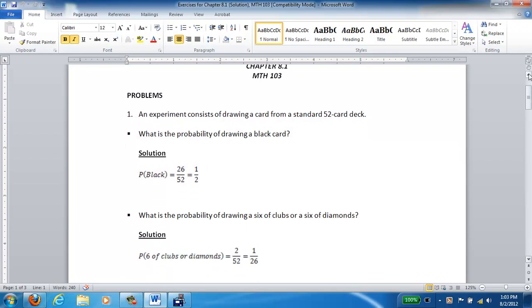What is the probability of drawing a 6 of clubs or a 6 of diamonds? We have 1 6 of clubs and 1 6 of diamonds, total of 2. So the probability will be 2 over 52 or 1 over 26. If you want, you can write it as a decimal.